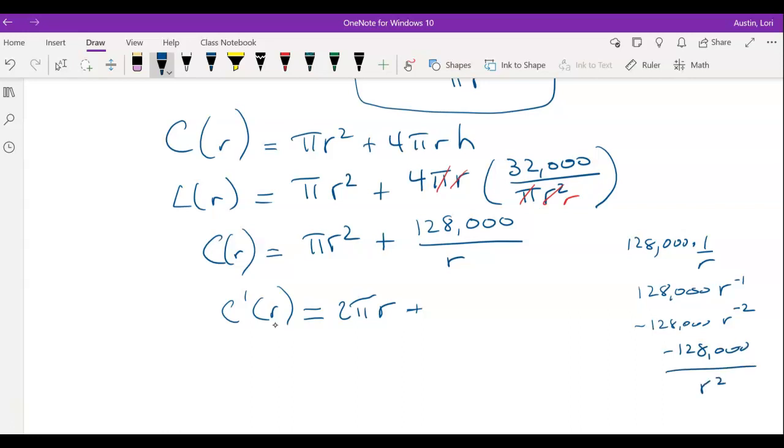That's actually a basic derivative you would have done back in chapter 4. The derivative of 1 over x is negative 1 over x squared. If you start to get to know those common ones, you don't have to do that work off to the side. So it ends up being minus 128,000 over r squared. Set it equal to 0.